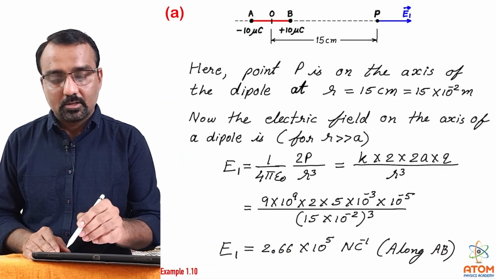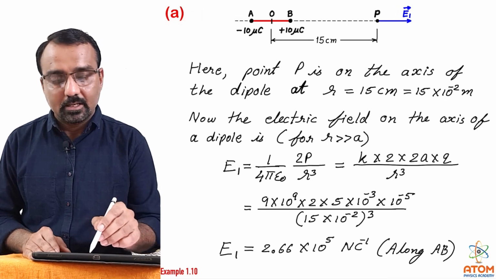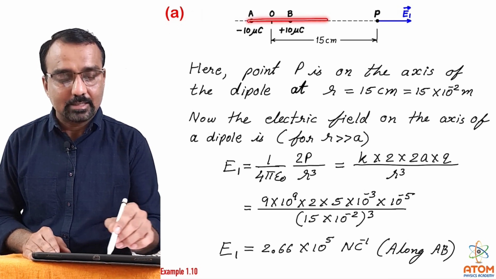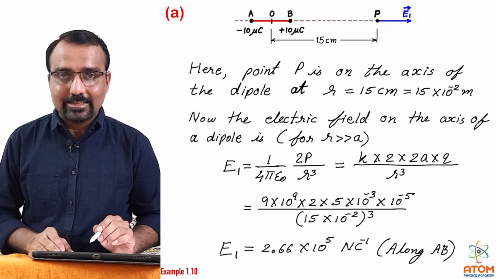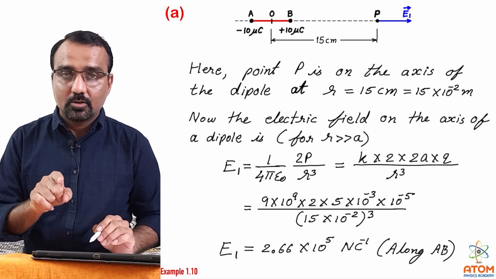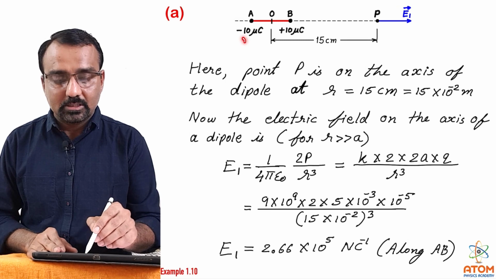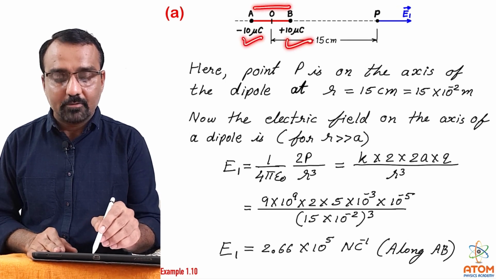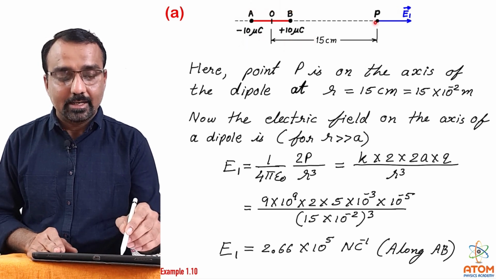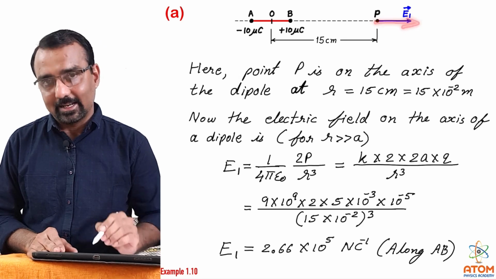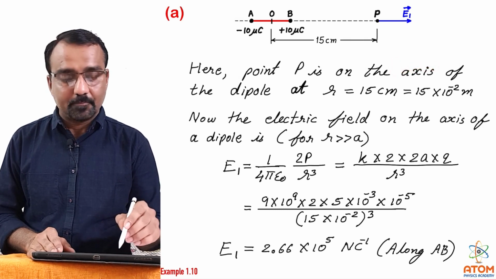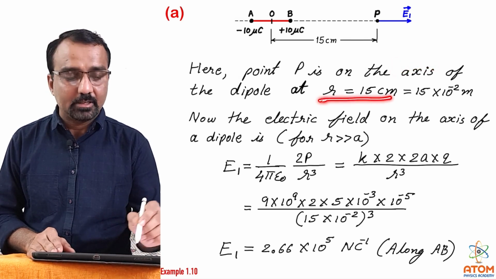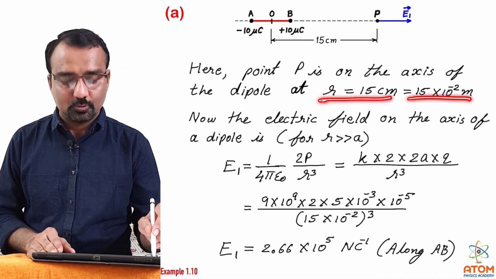Now let us solve the answer of A. Here is the dipole again, here is the axis and this is the point P. We know that the electric field on the axis is always in the direction of the dipole moment. Now this is minus Q and plus Q, so the dipole moment will be from minus to plus, that means in this direction, and so the electric field E1 will also be in that direction. Here point P is on the axis of the dipole at a distance r equal to 15 centimeter, that is 15 into 10 raised to minus 2 meter.